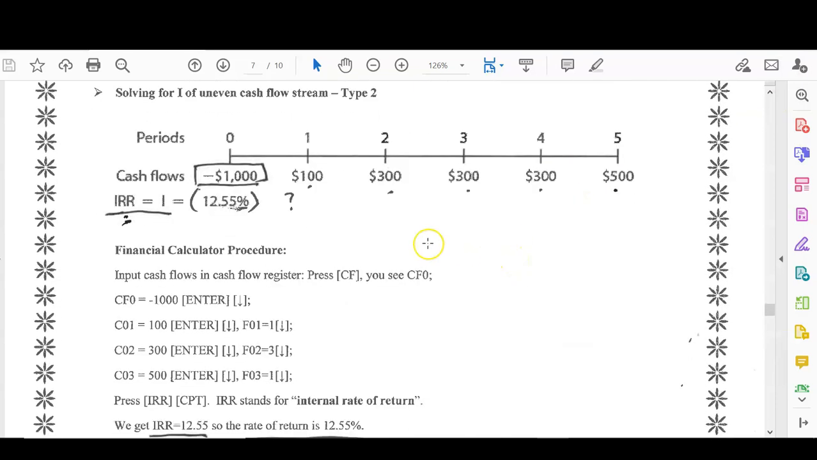Okay, what if we want the interest rate for the second type of cash flow? For example, if we have cash flow 0 as negative 1,000, cash flow 1 as 100, cash flow 2 as 300, we have three 300s, and then cash flow 3, the fourth group of cash flow, as 500, frequency 1. We can calculate the interest rate by using the IRR function, if we know how much we need to deposit today in order to get those incomes in the future.